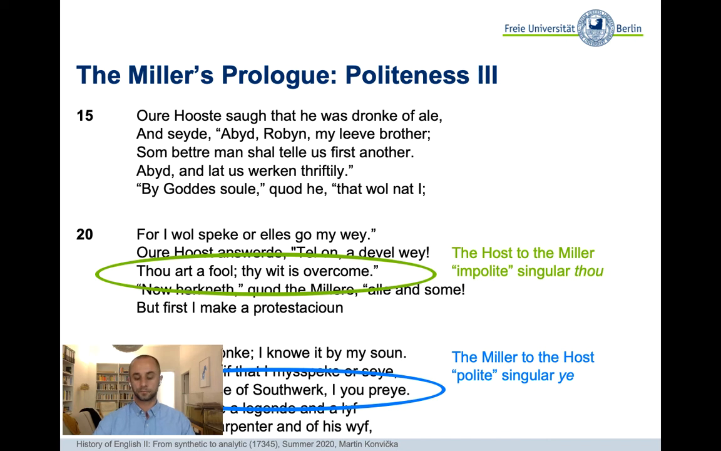So even though the miller was addressed by the host with the singular impolite pronoun, the miller actually uses the polite form when addressing the host. So he still sees that he is in a higher position, higher in the societal hierarchy, and that's why he uses this you.